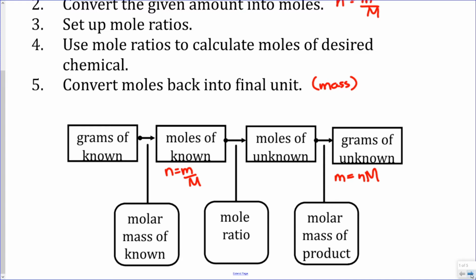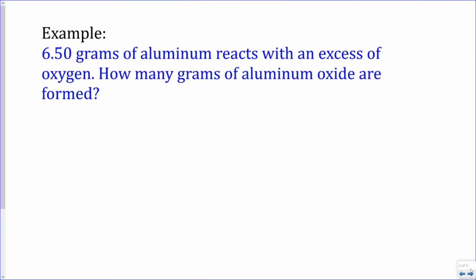So let's take a look at actually implementing those. So an example here, 6.50 grams of aluminum reacts with an excess of oxygen. Excess of oxygen just means we have lots of oxygen. The aluminum is going to run out before the oxygen. How many grams of aluminum oxide are formed? So we're asked, basically, if we react 6.5 grams of aluminum, how much aluminum oxide do we get? That's what our question is asking us for.